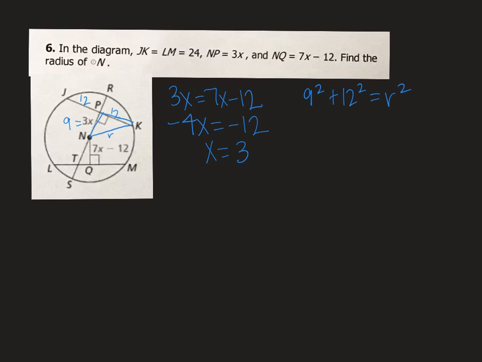So 9 squared is 81. 12 squared is 144. When I add those two together, I get 225, and I take my square root to get r by itself, to get a radius length of 15. So that is chords, using chords, solving for lengths and all of that.